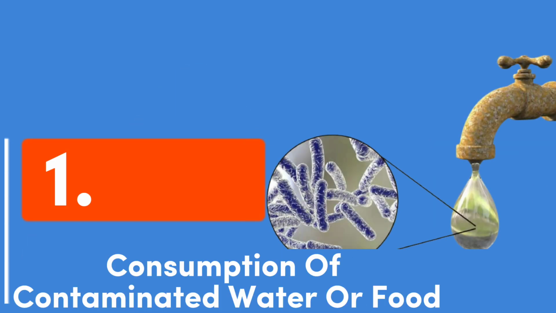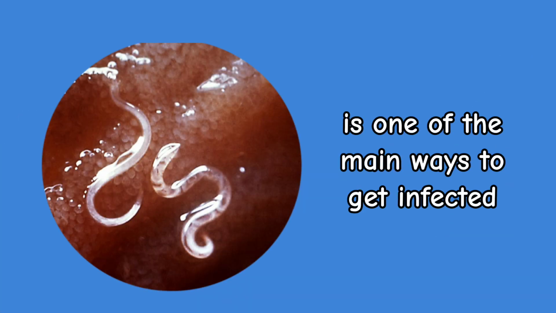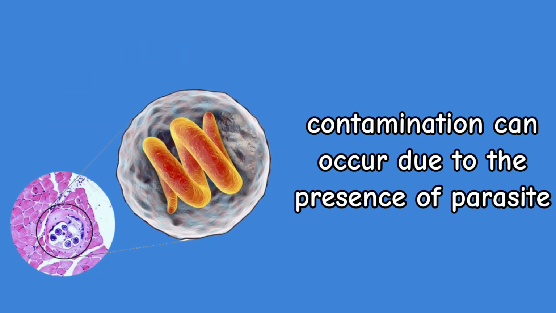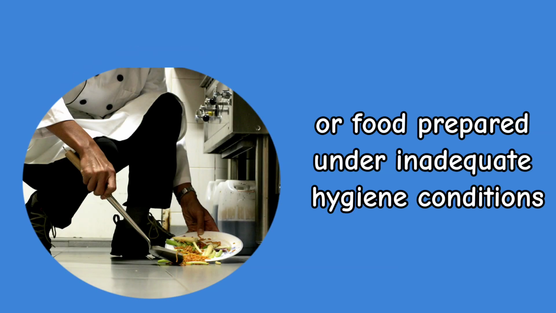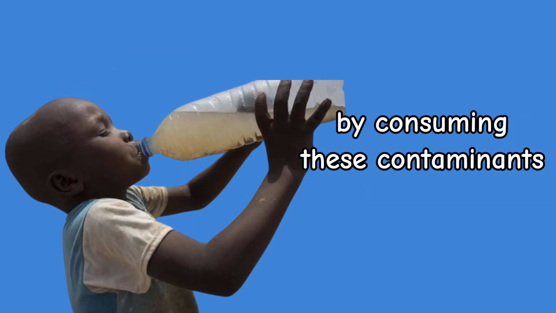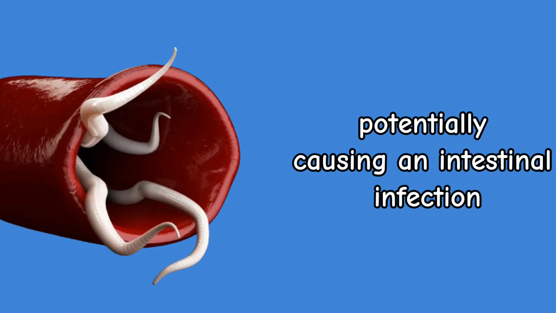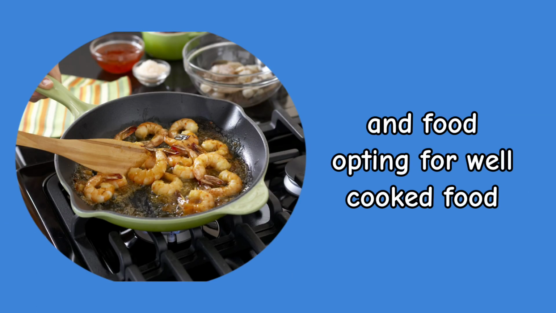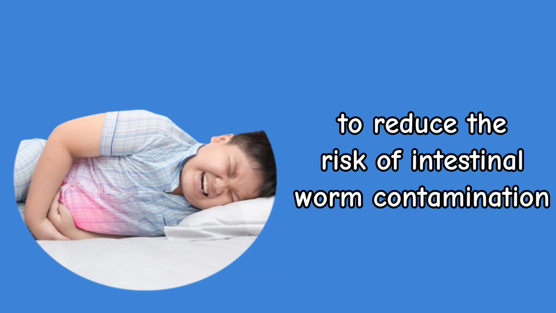Risk factors. 1. Consumption of contaminated water or food. Ingesting contaminated water or food is one of the main ways to get infected with intestinal worms. Contamination can occur due to the presence of parasite eggs or larvae in untreated water, poorly washed food, or food prepared under inadequate hygiene conditions. By consuming these contaminants, the parasites enter the digestive system, where they settle and develop, potentially causing an intestinal infection. It's essential to always check the source of water and food, opting for well-cooked food and filtered or treated water to reduce the risk of intestinal worm contamination.